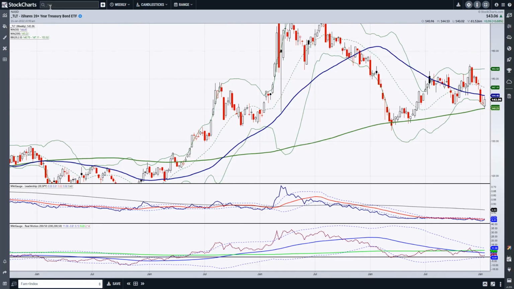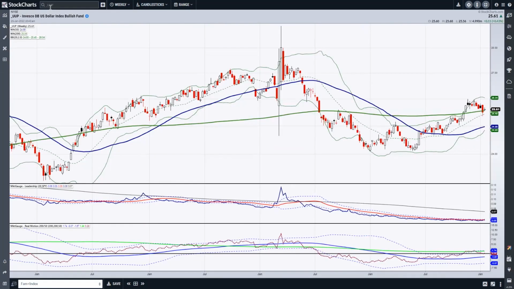Now let's go to UUP, because the dollar is going to be a big factor in this in terms of overall inflation.